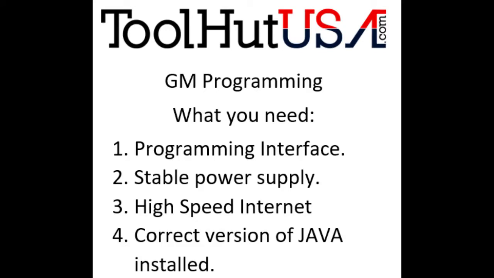Okay, a couple things you're going to need to program GM vehicles. The first one is you're going to need some kind of programming interface. It's going to depend on the type of vehicle that you're programming, what kind of interface I recommend. There'll be more on this later. A stable power supply. This is not a battery charger. This is a stable power supply that puts out DC voltage to the vehicle. Need high-speed internet, and you're going to need the correct version of Java installed. Notice I did not say the latest version of Java installed. Going to need the correct version of Java installed. Again, more on this later.